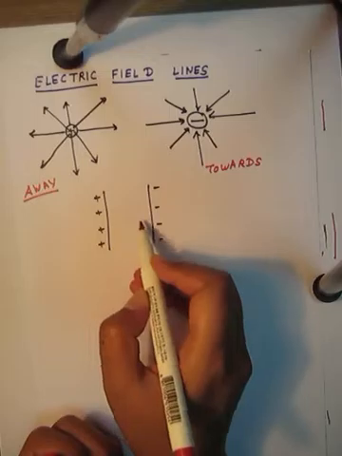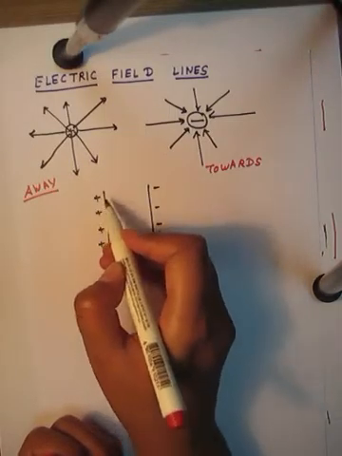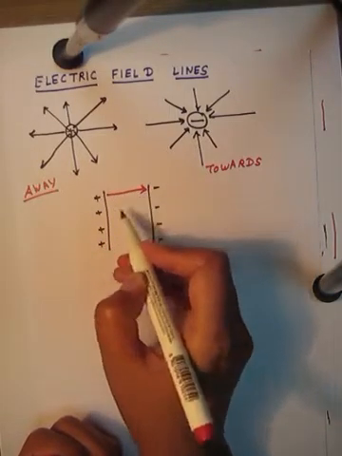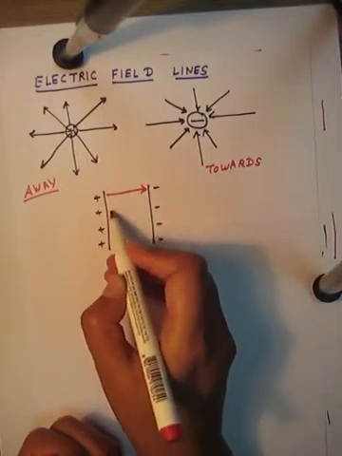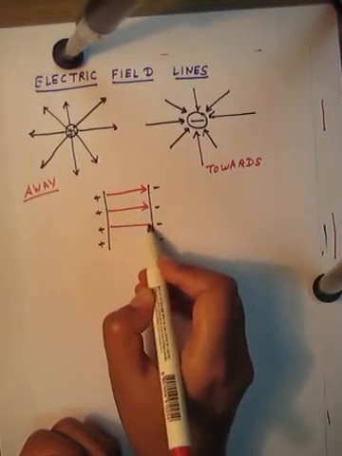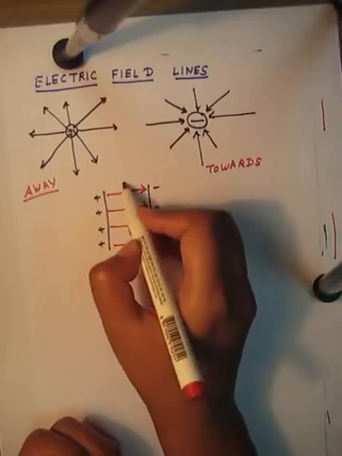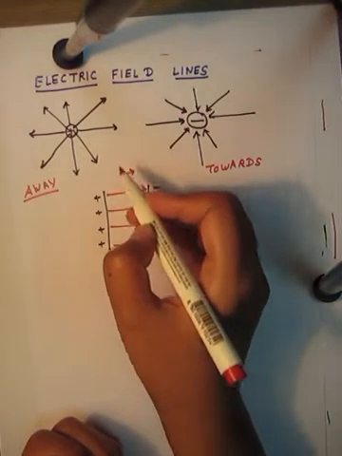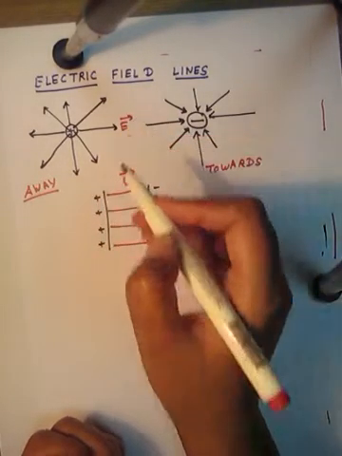So if you have to draw electric field lines between these two plates, it will be from plus, away from plus, and towards the minus. So this will be the direction of electric field lines. So this is the electric field.